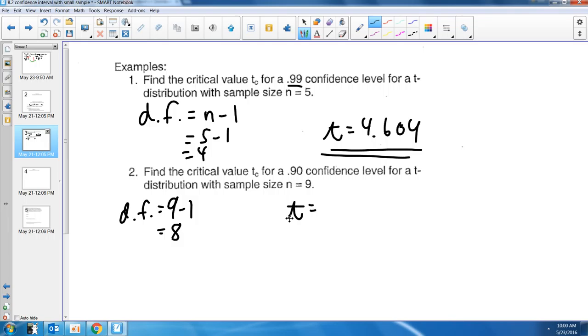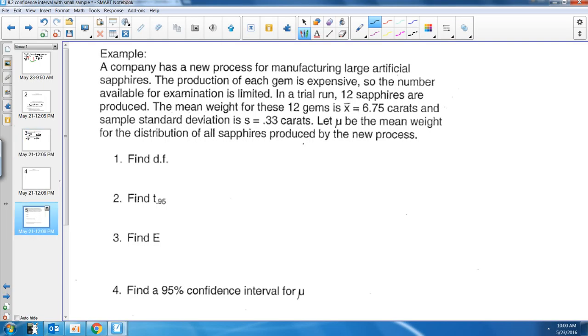Looking at your DF as 8 and your confidence level of 90%, you're going to see it's equal to 1.860. And then you would go ahead and use that. Now, we're going to apply that to a story problem and try to make some sense of this. And we're basically talking about large artificial sapphires.